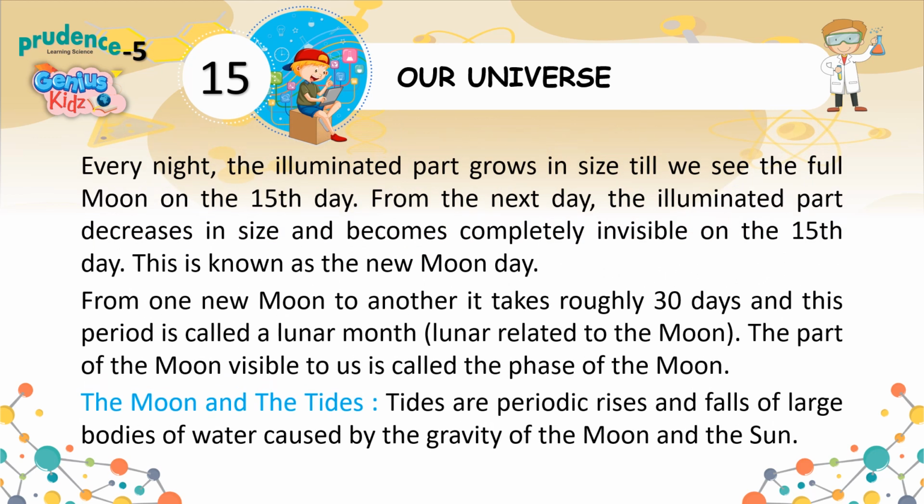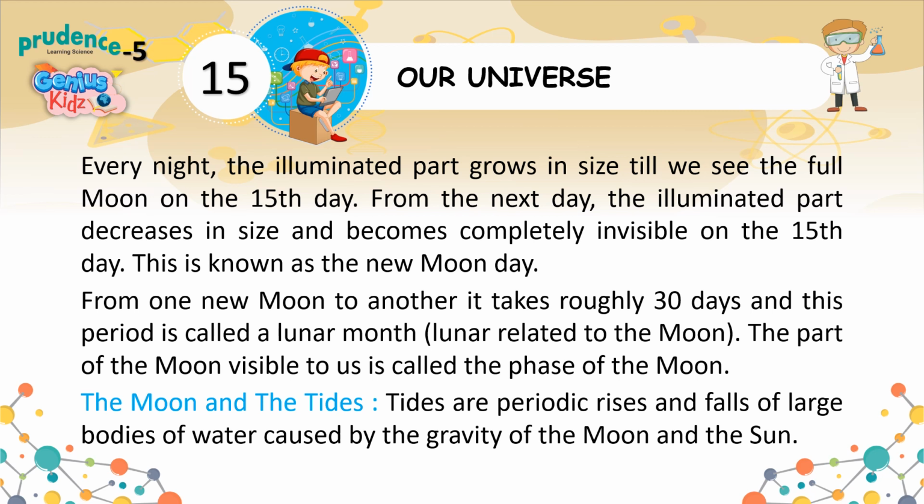Every night, the illuminated part grows in size till we see the full Moon on the 15th day. From the next day, the illuminated part decreases in size and becomes completely invisible on the 15th day after. This is known as the new moon day. From one new moon to another it takes roughly 30 days, and this period is called a lunar month, lunar meaning related to the moon. The part of the moon visible to us is called the phase of the moon.